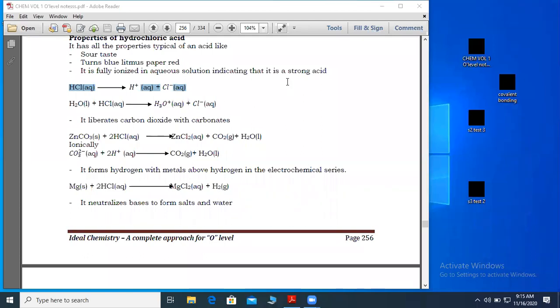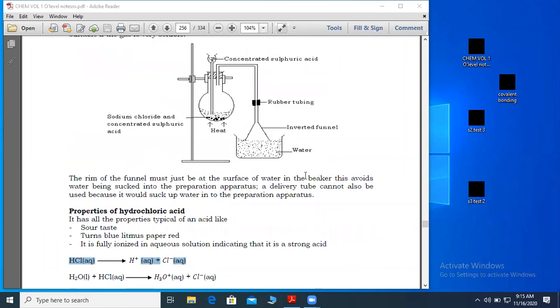Name an apparatus that is used to prepare a solution of hydrogen chloride in water. I expected only one answer, and that is an inverted funnel. Give a reason. Many of you are saying it stops.